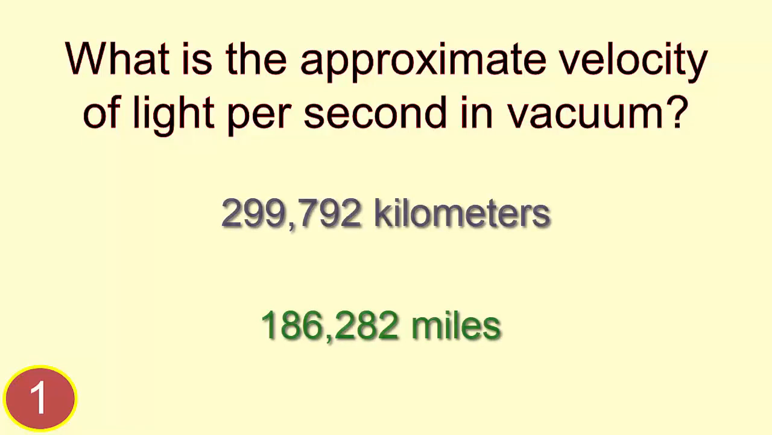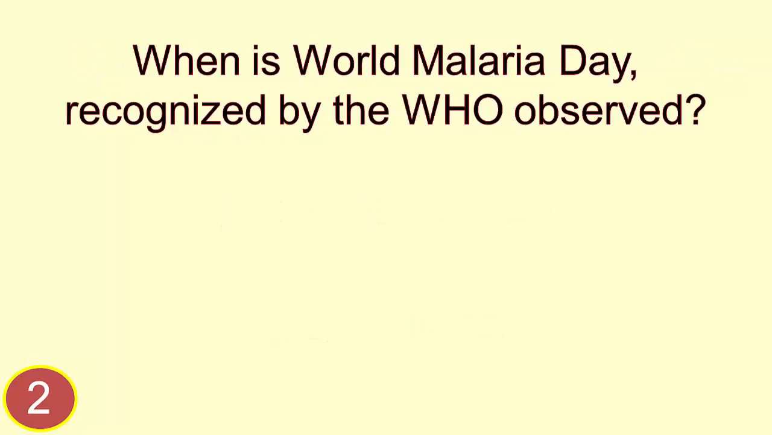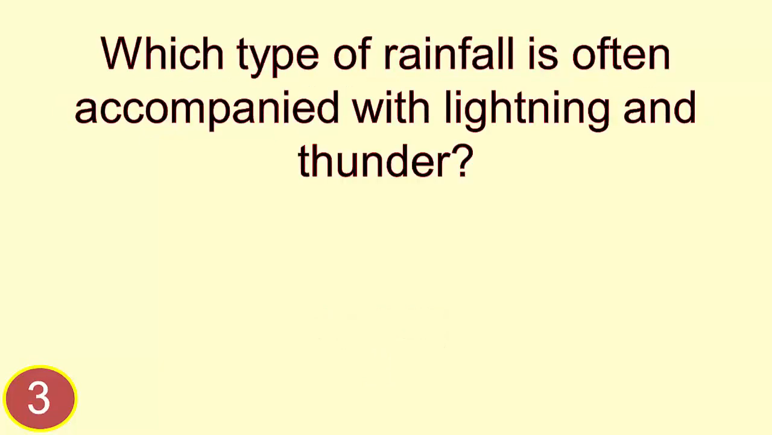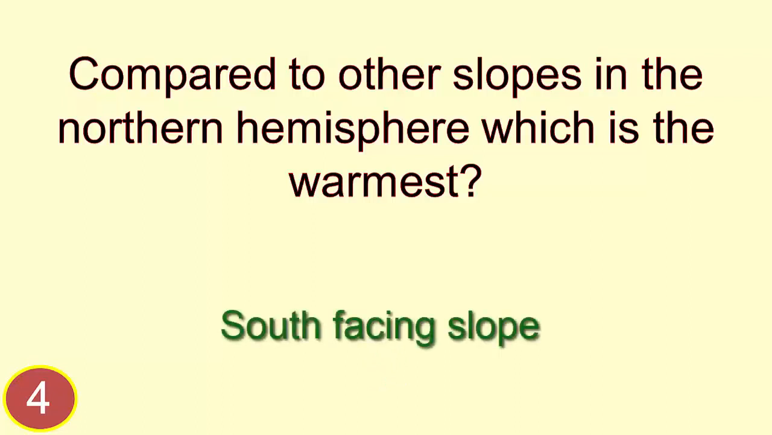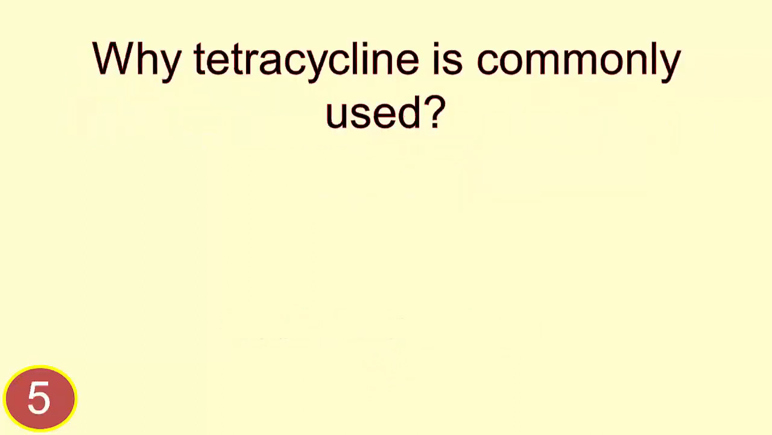(186,282 miles per second). When is World Malaria Day, recognized by the World Health Organization, observed? Answer is April 25. Which type of rainfall is often accompanied with lightning and thunder? Answer is convectional. Compared to the other slopes in the northern hemisphere, which is the warmest? South-facing slope. Why is tetracycline commonly used?